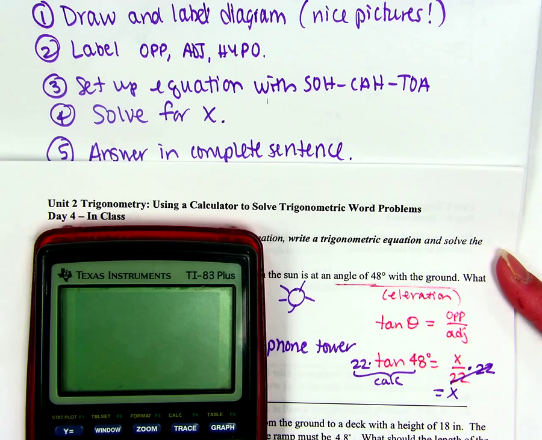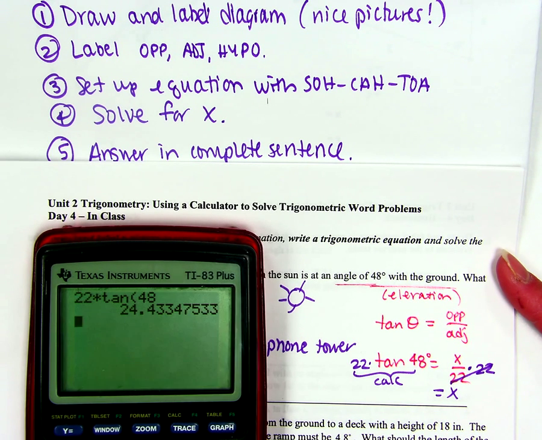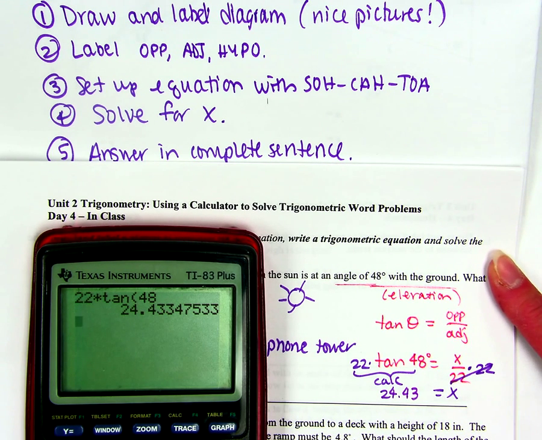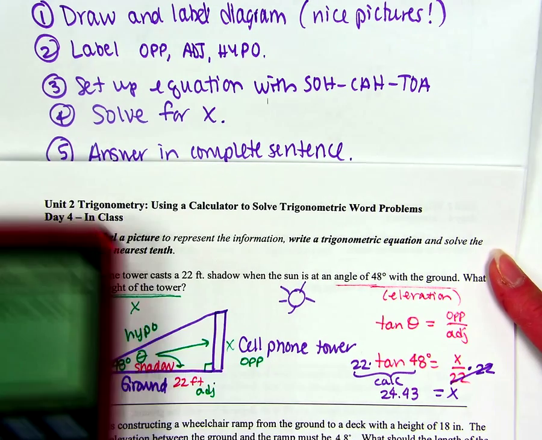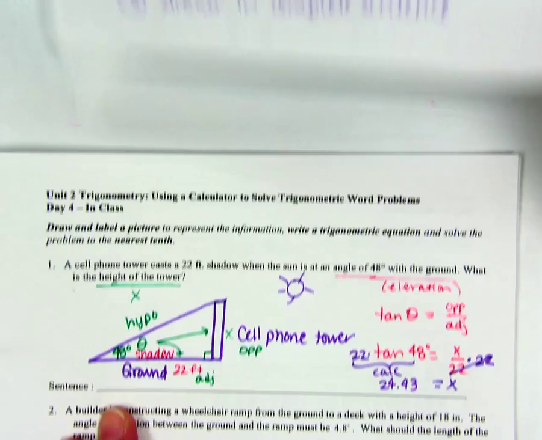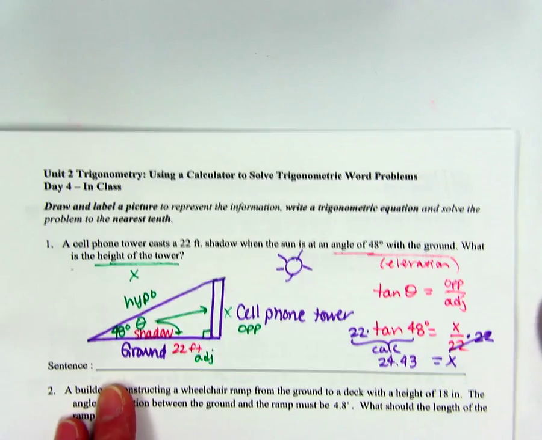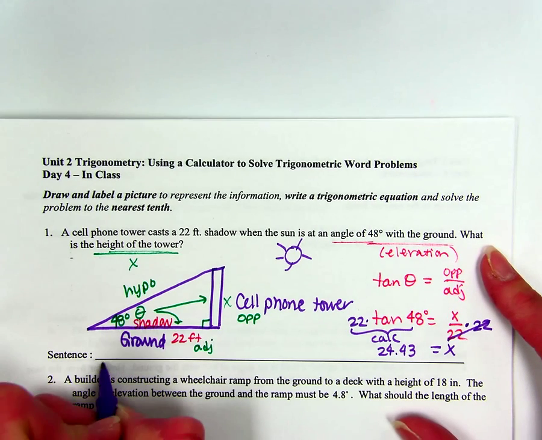Okay, so now I'm going to do 22 times tangent of 48. And then I'm just going to round to 2 decimal places, so my answer is 24.43. All right, and then the final step is to answer in a complete sentence. So make sure that you actually say what that 24.43 represents. It says, what is the height of the tower?